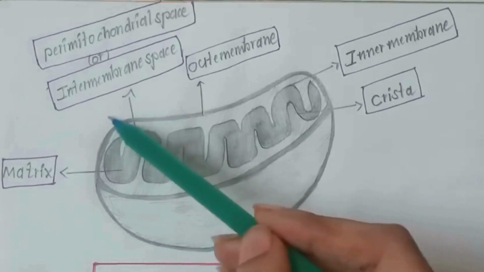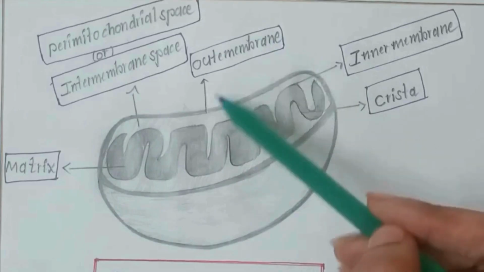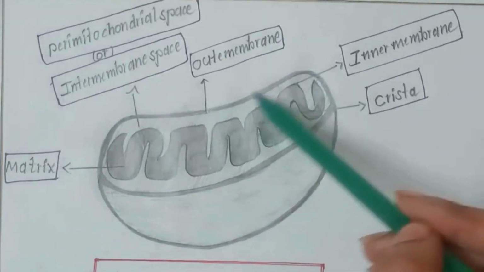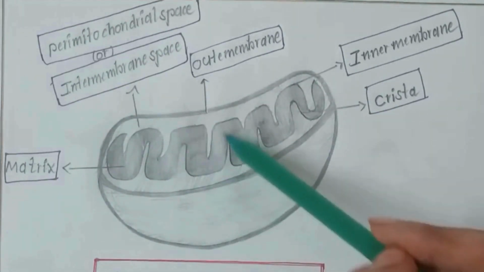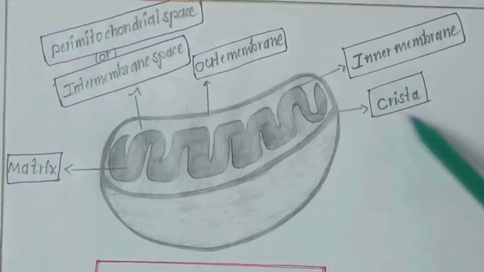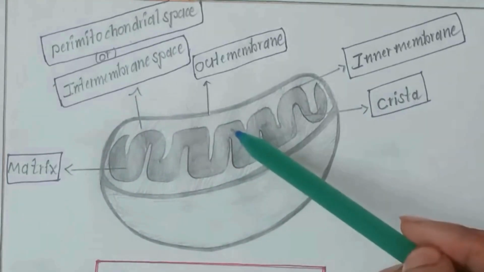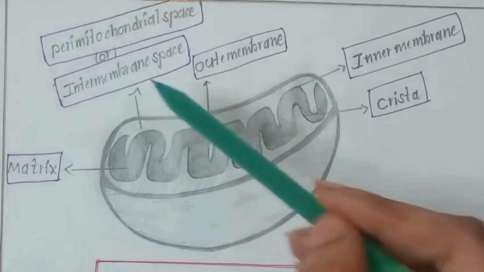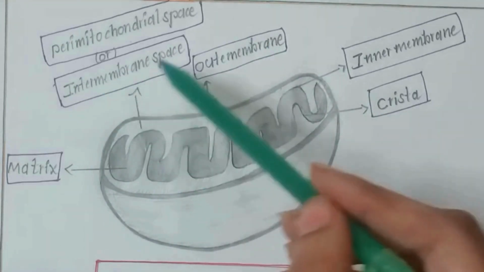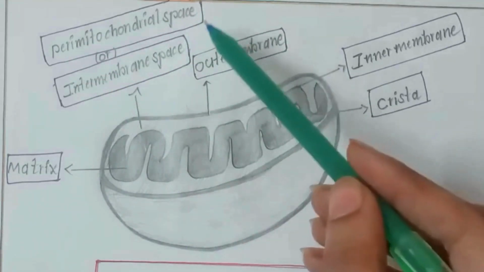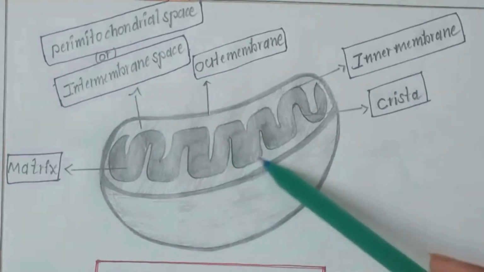Coming to the structure, it is a double membrane bound organelle which contains two membranes, that is the outer membrane which continues as the limiting boundary of the mitochondria, and the inner membrane which forms a number of infoldings known as cristae, and the lumen of mitochondria again divides into two compartments. The outer compartment, which is present between the outer and inner membrane of the mitochondria, is known as intermembrane space or perimitochondrial space. Coming to the inner compartment, it contains a dense homogeneous substance known as matrix.